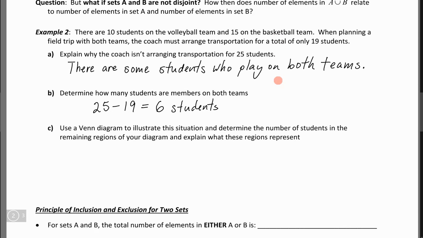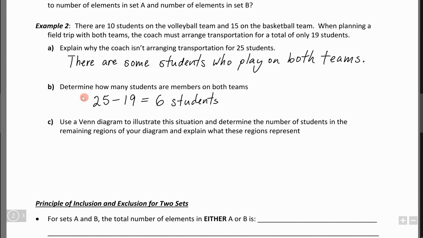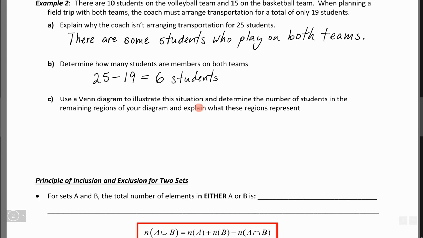So it's just logic. 25 students is what you'd have, 10 plus 15, if the teams were disjoint, but because the coach is only busing 19 students, that difference means those 6 students must be playing on 2 teams. It's the only way you can account for the fact that transportation for only 19 students takes care of both of your teams. So part C: use a Venn diagram to illustrate the situation and determine the number of students in the remaining regions of your diagram and explain what these regions represent.